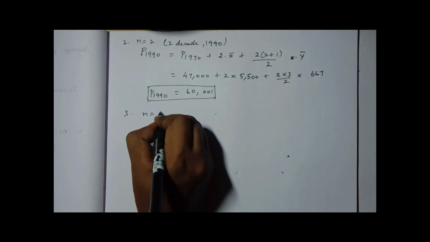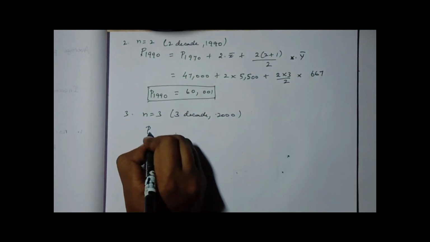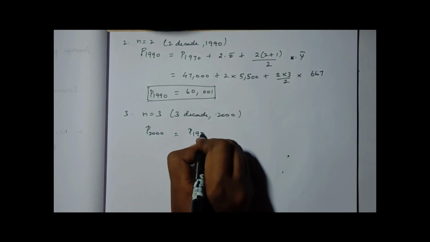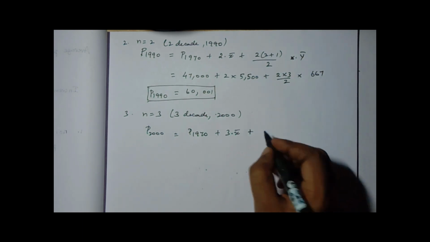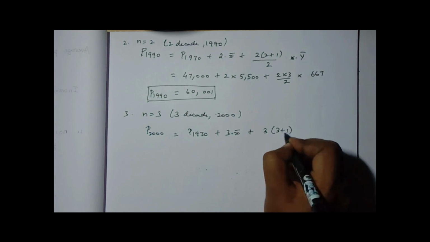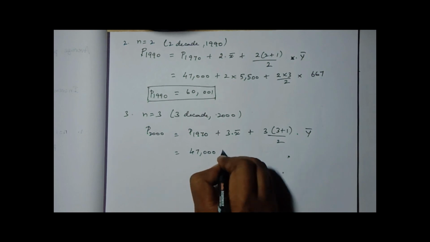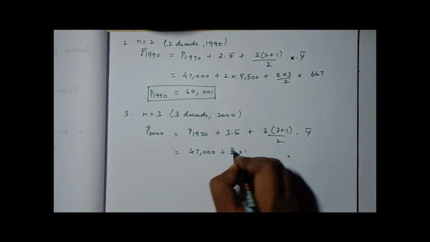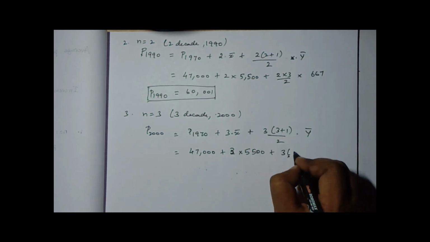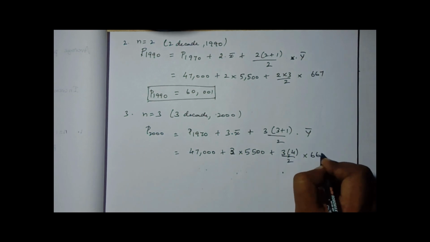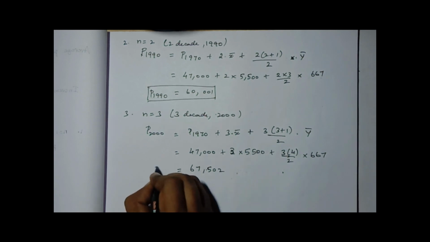And similarly for n is equal to 3, which is the third decade, in the year 2000, P 2000 is equal to P of 1970 plus 3 into x bar plus 3 into (3 plus 1) by 2 into y bar, which is nothing but 47,000 plus 3 into 5,500 plus 3 into 4 divided by 2 into 667. When we substitute, we'll get the value as 67,502, which is in the year 2000.